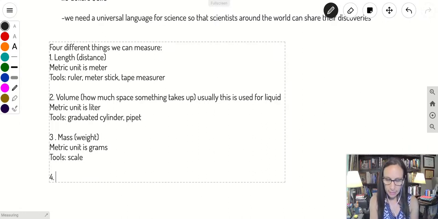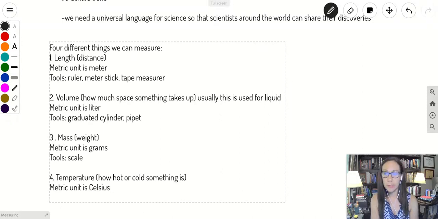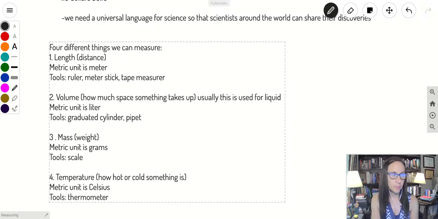Okay, and then the last thing that we're going to measure is temperature. Temperature measures how hot or cold something is. And the metric unit for that, do you know what it is? It's Celsius. And the tool that we use is a thermometer, of course. So the metric unit is Celsius, and of course the non-metric unit is Fahrenheit.